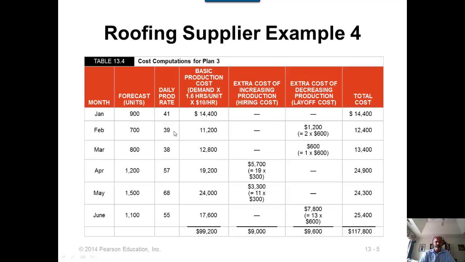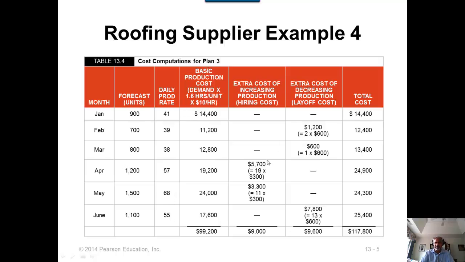And then March, from 39 you have to go further down to 38, so 1 unit. Then going from March to April you have to go from 38 to 57. So you have to increase the production rate, the daily production rate, by 19 units. So you have increase in production cost times 300. So there is no firing cost here. Now again we have to go from 57 to 68. So that's 11 units a day. And then the last month you're going down from 68 to 55.